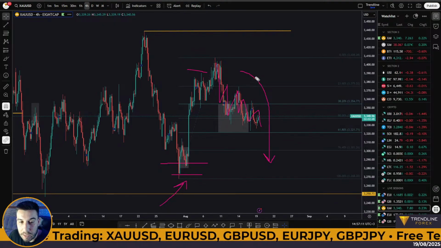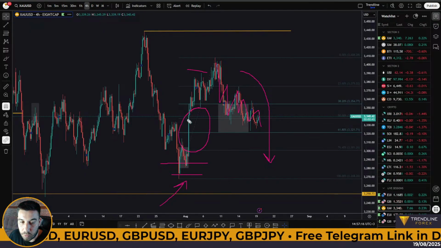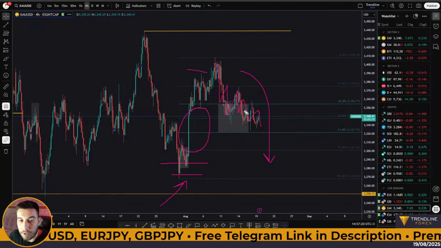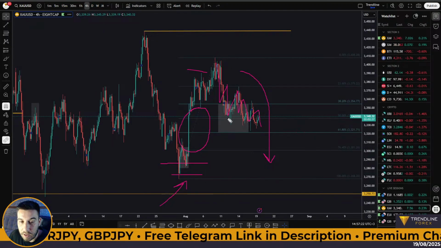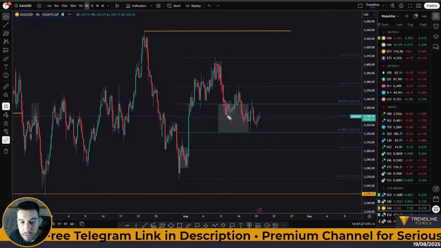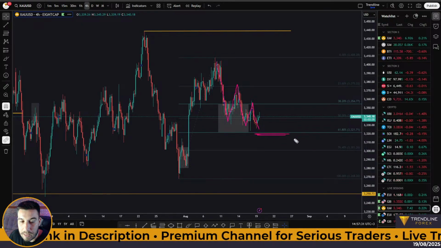Even if it doesn't break it, we wanted to see a strong momentum in the opposite direction. We've got a bullish momentum here, but we don't have that bearish momentum. Instead of that, it's just a very easy going retracement right here. And you can see how price is kind of losing strength as it approaches the 61.8 level.